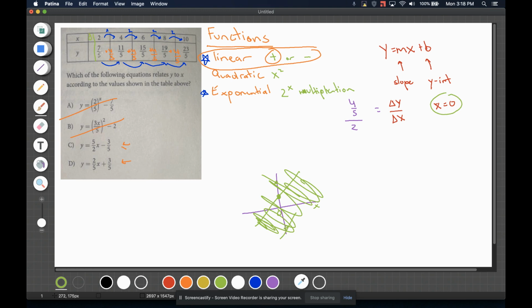So if we're adding 4 over 5 going this way, then you're subtracting 4 over 5 to go the other way, right? 23 minus 4 is 19, minus 4 is 15, minus 4 is 11, minus 4 is 7, minus 4 is, what's that, 3. So this will be 3 over 5. And it's not a negative, it's a positive. So that is my y-intercept. Well, which one has a y-intercept that matches that? It's going to be this one.